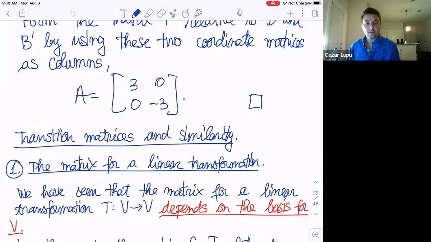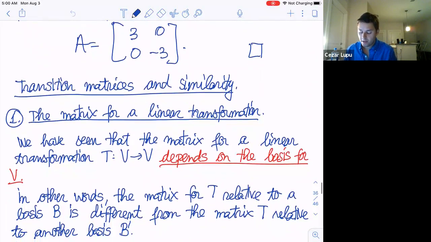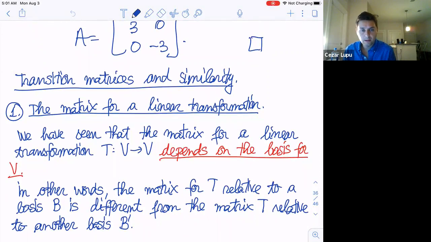Well, we have seen that the matrix for a linear transformation T from, let's say, a vector space V to itself depends on the basis for the vector space V. This is very important. In other words, the matrix for T relative to a basis B is different from the matrix for T relative to another basis B prime.